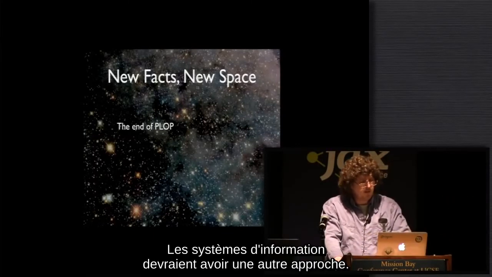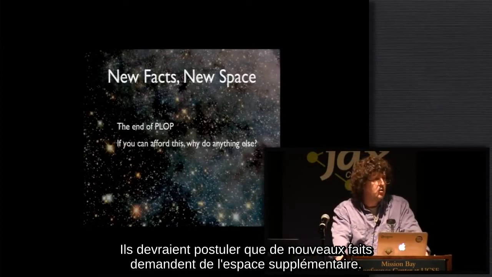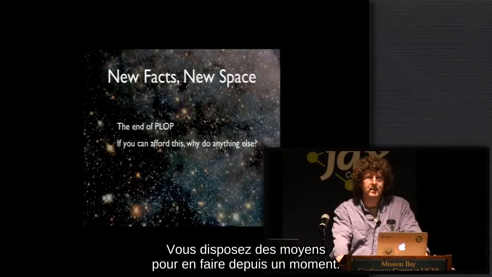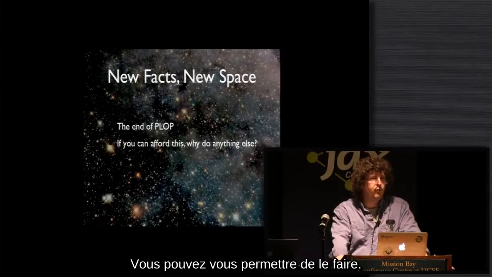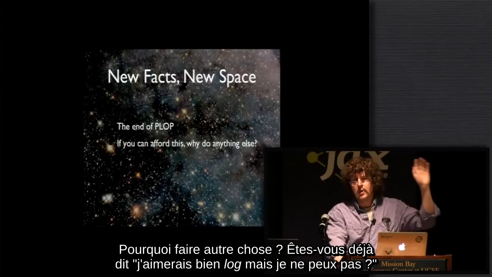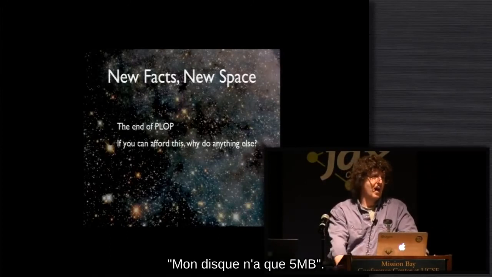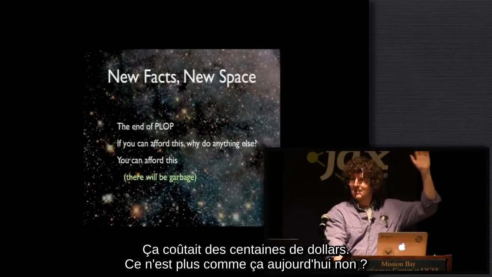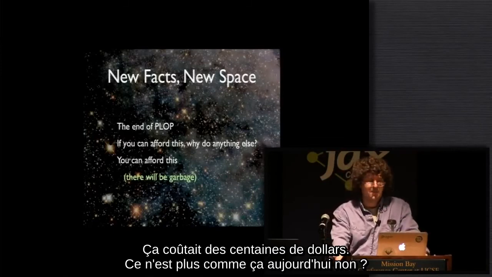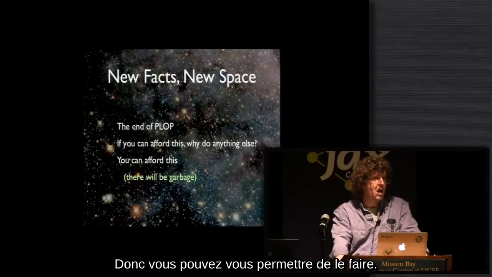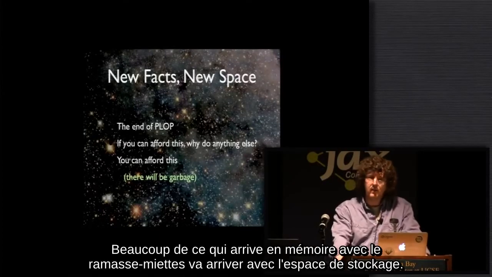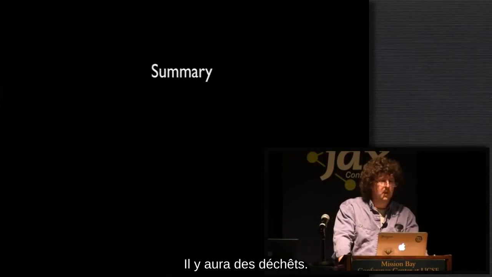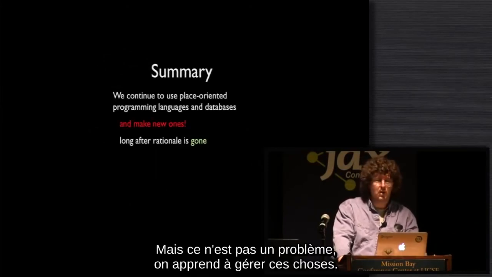So information systems should have a different approach. They should say that new facts require new space. Right? This should be the end of place-oriented programming. We've had the facilities to do this for a very long time. Right? If you could afford to do this, why would you do anything else? Anybody feel like, I wish I could log, but I can't? My disk is only 5 megabytes. Anybody ever have a 5 megabyte disk? Costs thousands of dollars. Yeah, that's not that way anymore, right? So you can afford to do this. Right? Lots of interesting things will happen when you take this approach. A lot of the things that happen in memory with garbage collection are going to happen with storage. Right? There will be garbage, but that's okay. These are things that we're learning about how to manage.